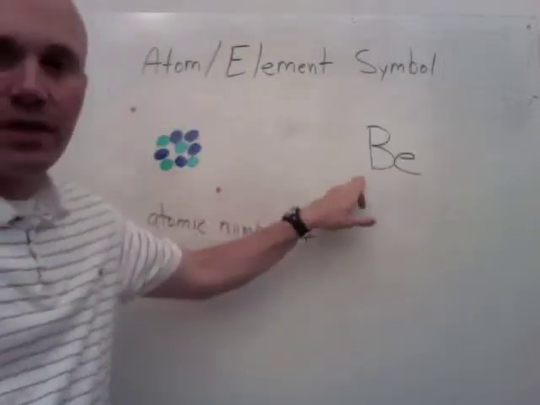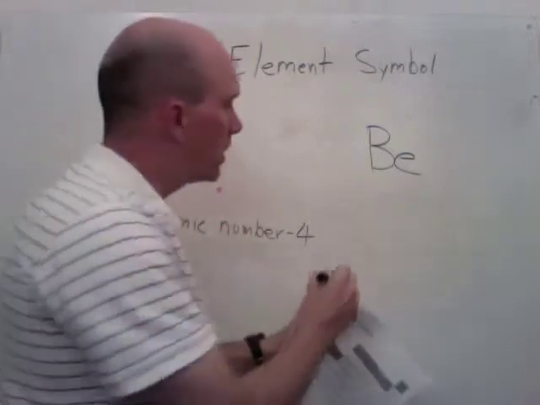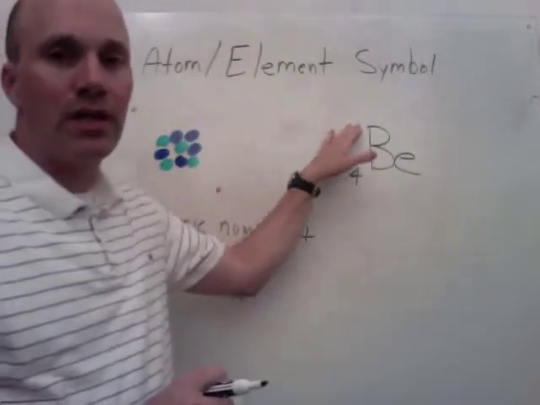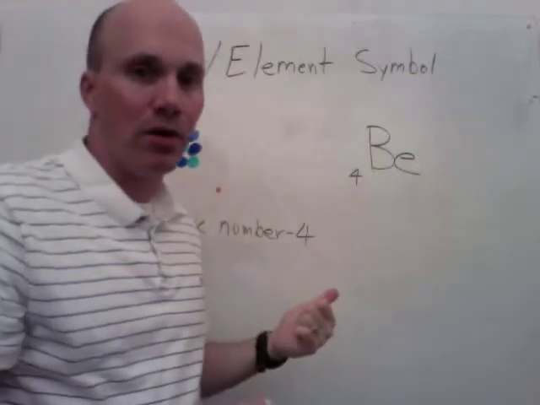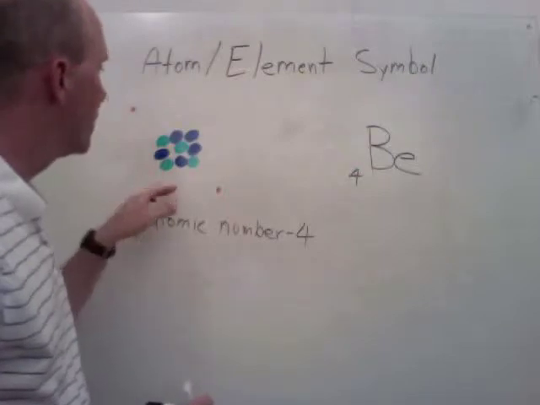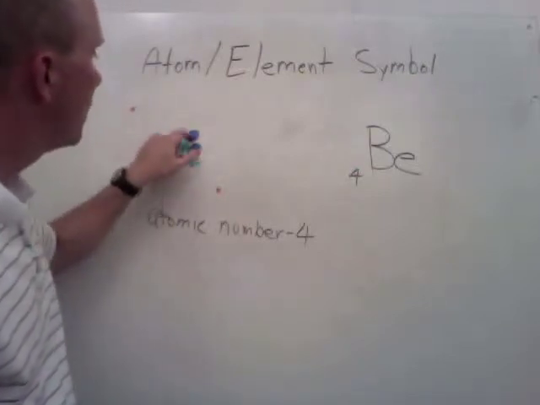So we said that the number that goes in the lower left corner is going to be the atomic number. So we can go ahead and just put a 4 there. The number that's going to go in the upper left-hand corner is going to be the mass number. The mass number is the total of protons plus neutrons. So 1, 2, 3, 4 plus 1, 2, 3, 4, 5.